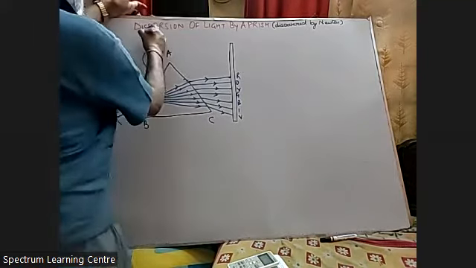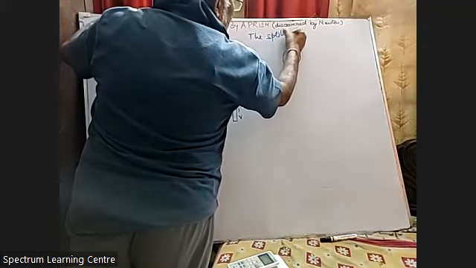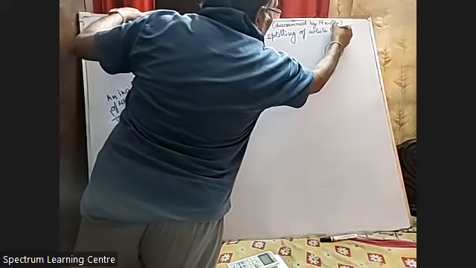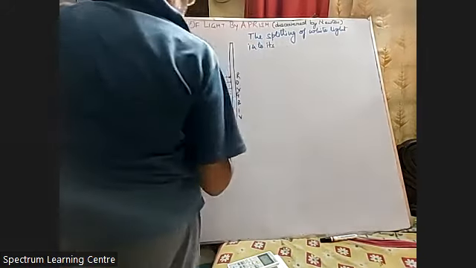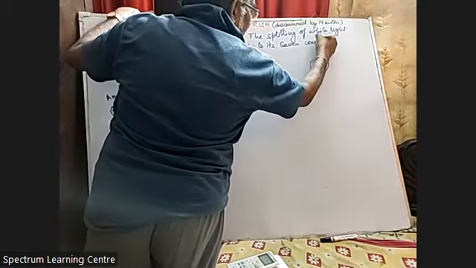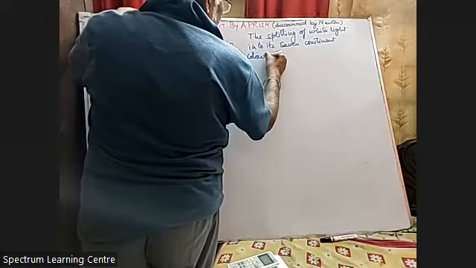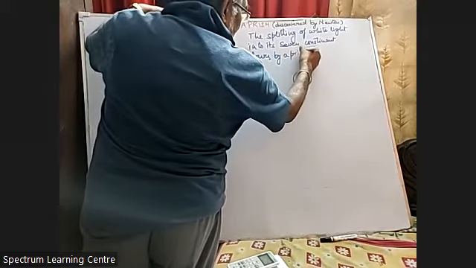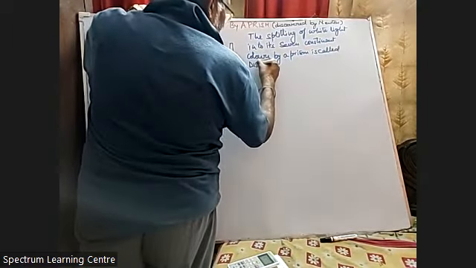Now, what is dispersion? The splitting of white light into its 7 constituent colors by a prism is called dispersion.